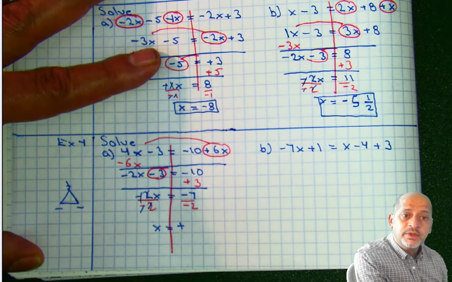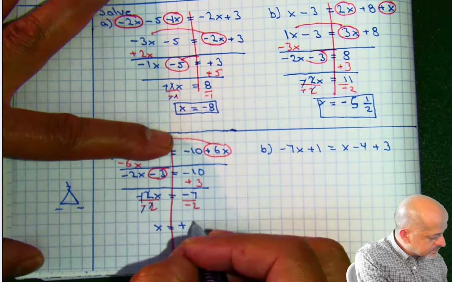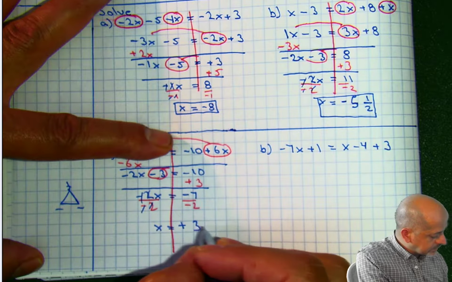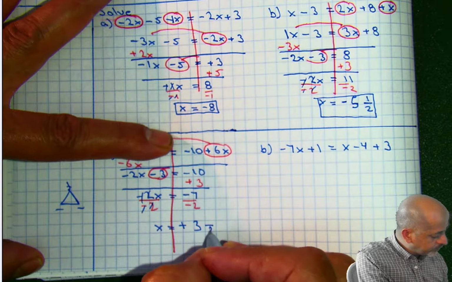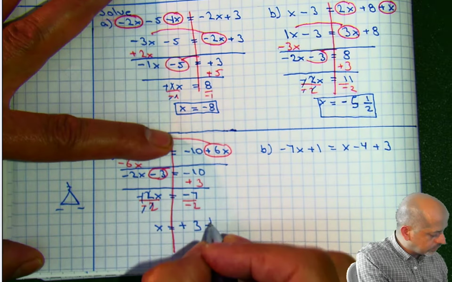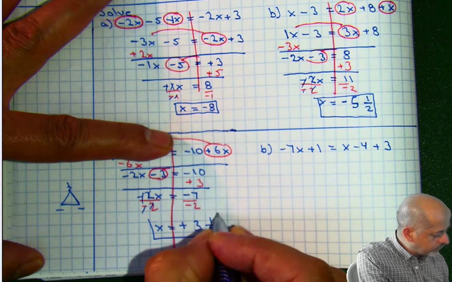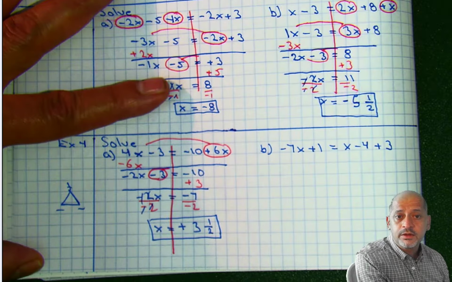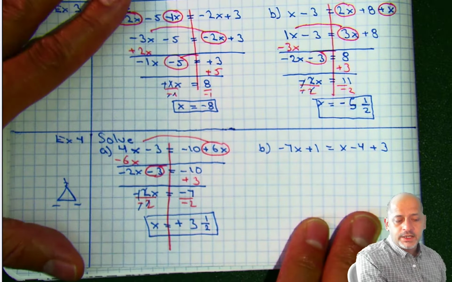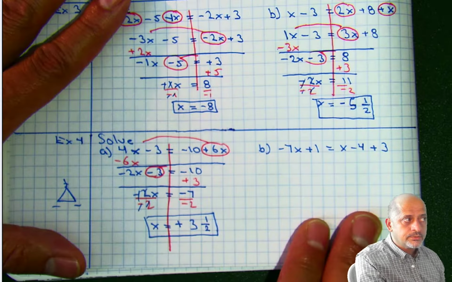2 goes into 7 how many times? 3 times. And what's the remainder? So let's see. My denominator stays the same. 3 times 2 is 6. How many more to get to 7? 1 more. So it'll be 3.5 or 3 and 1/2. So now try letter B. See what you get. Go and pause it.